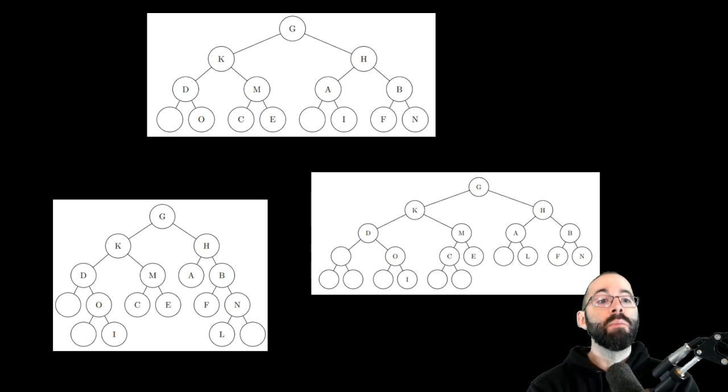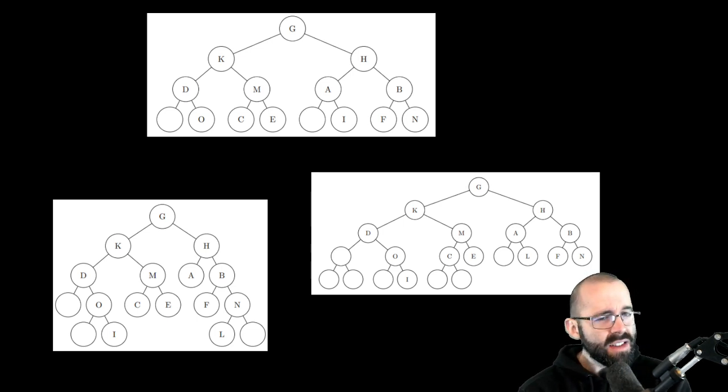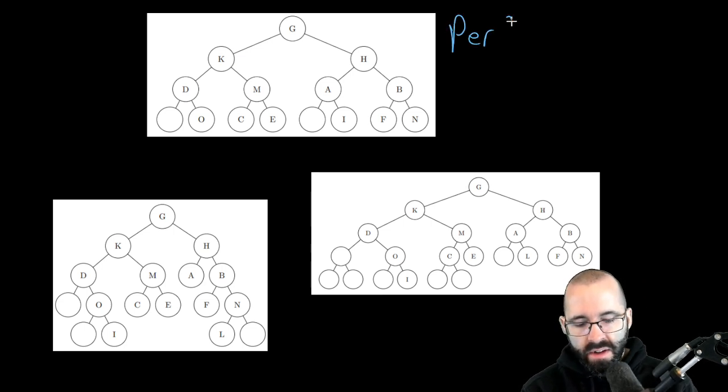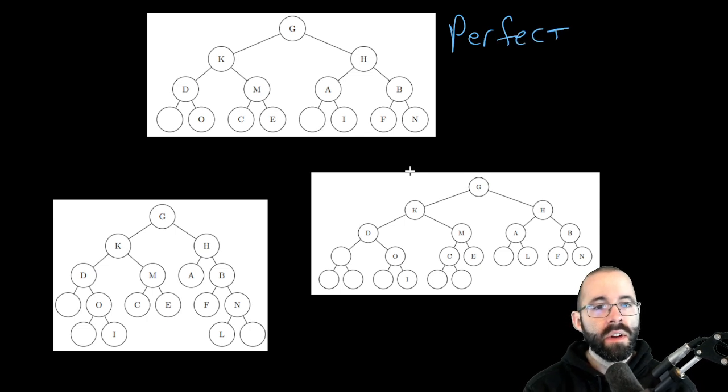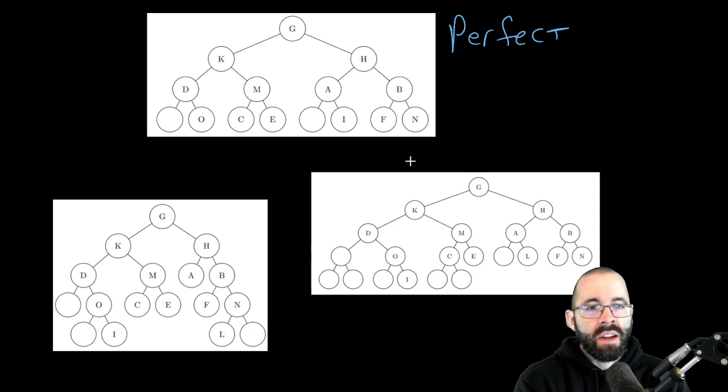Which one would you say is complete? Complete's not quite as nice as perfect, but still pretty nice. And which one would you say is full? Again, full trees are nice, but not quite as nice as the other 2. What would you think? Well, here is our perfect tree. Perfect essentially meaning that the entire bottom level is filled. Everything only has two children or 0 children, etc.